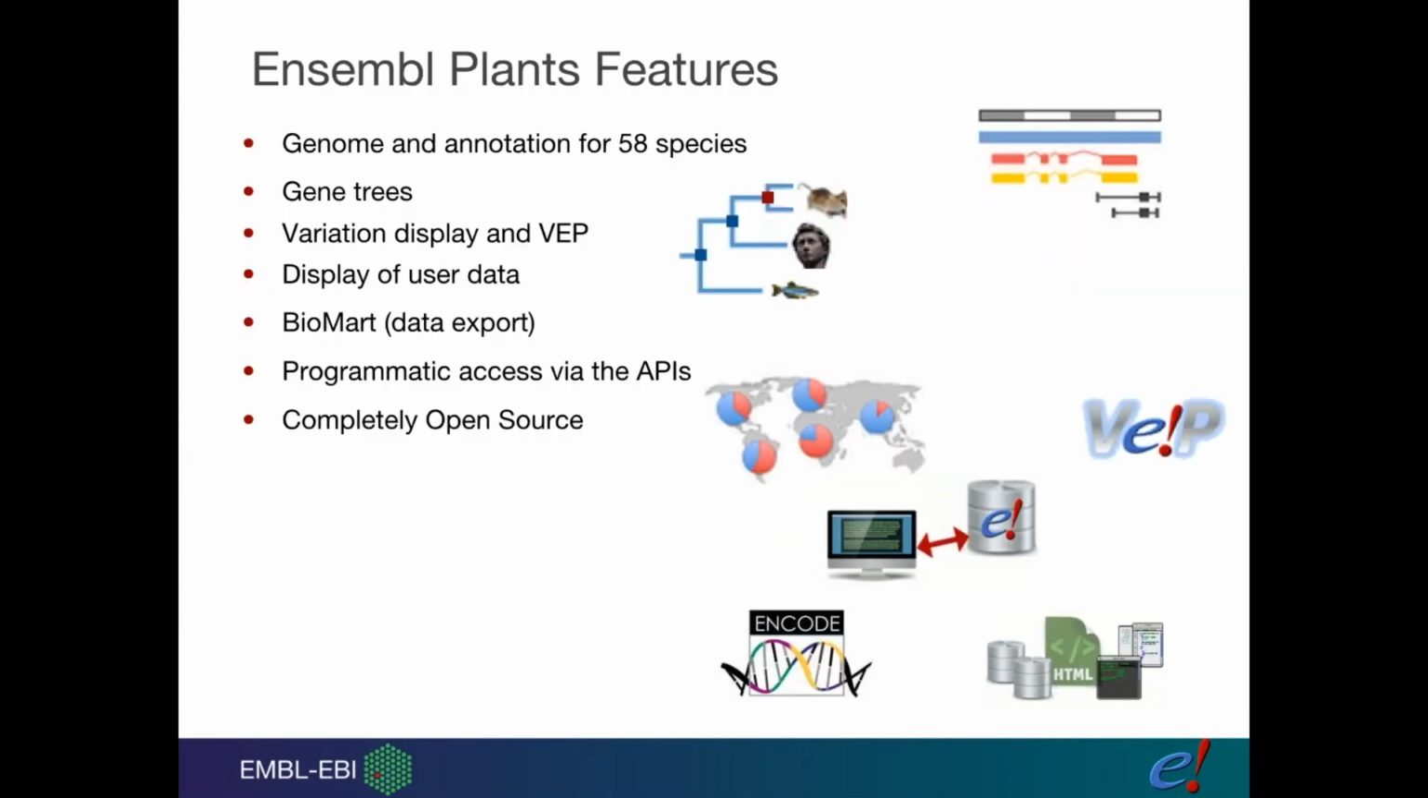So Ensembl Plants is a genome browser. We have loads and loads of data. So we have genomes and annotation for 58 plant species. We compare all the genes that we've produced on these genomes to each other, and we produce gene trees. We have ways that you can display variation data, and we also have a tool called the Variant Effect Predictor, or VEP. We let you display your own data. We have a tool for data export called Biomart, and we also allow programmatic access. We have a Perl API and REST API, and we are completely open source.